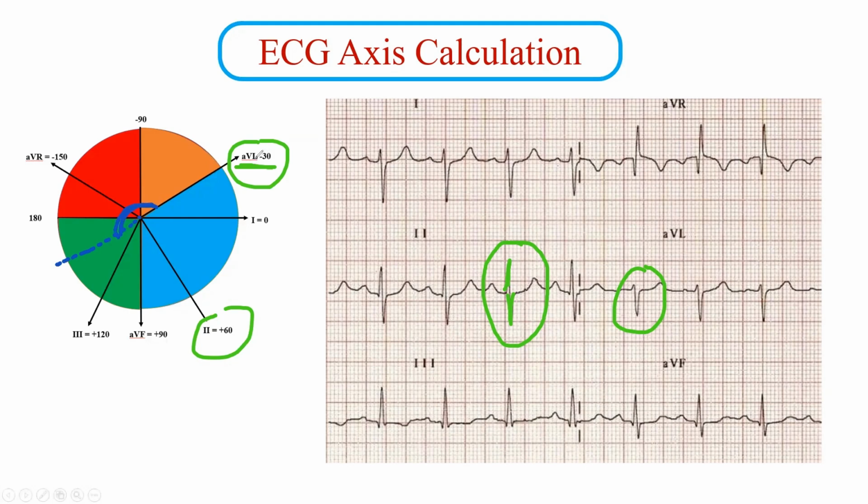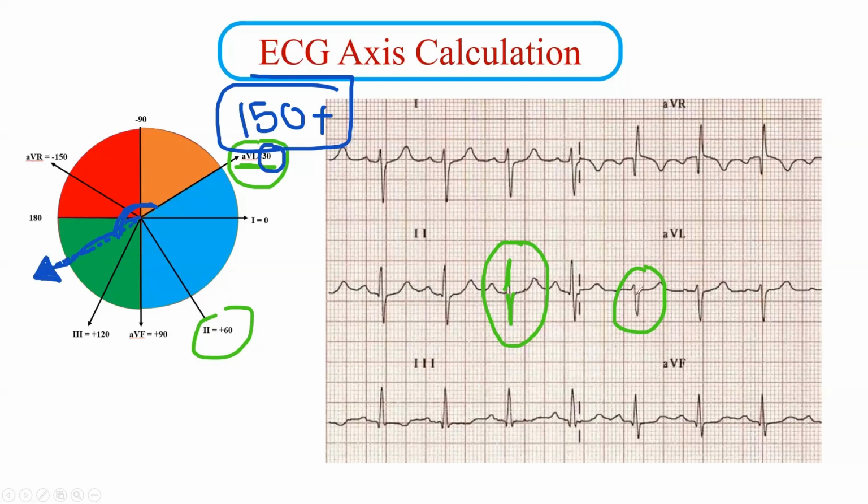Very easy one. Just forget about the sign. Okay, now take the 30. Complete the 30 to 180. So to complete the 30 to 180, we need 150. And change the sign. It's negative here, so it's positive. So the axis here is 150, which is right axis deviation here.